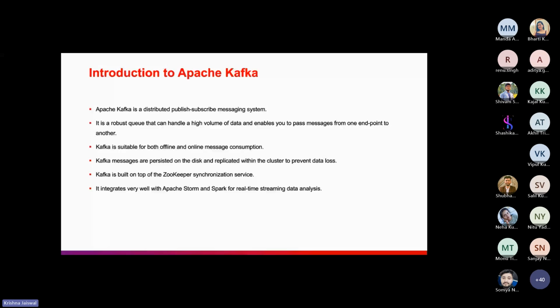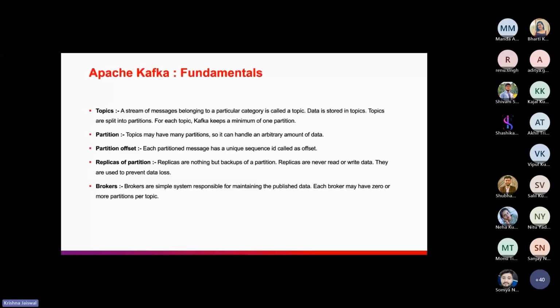The fundamentals of Apache Kafka. The first one is the topic. A topic is a stream of messages belonging to a particular category. Data is stored in topics. Topics are split into partitions, and for each topic, Kafka keeps a minimum of one partition. Basically, this is how Kafka stores and organizes messages across its system, and essentially a collection of messages is called a topic. In addition, we can replicate and partition topics. Here, replicate refers to copies and partition refers to division. Also, we visualize them as a log wherein Kafka stores messages.